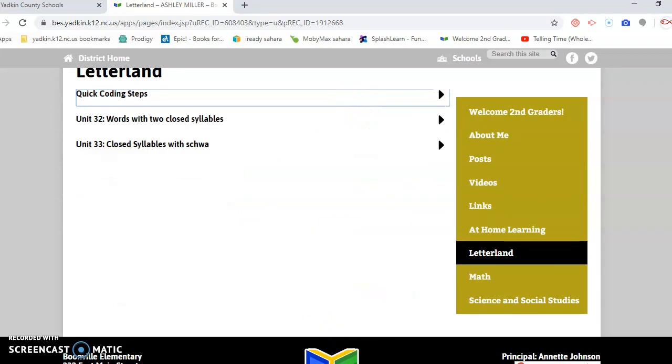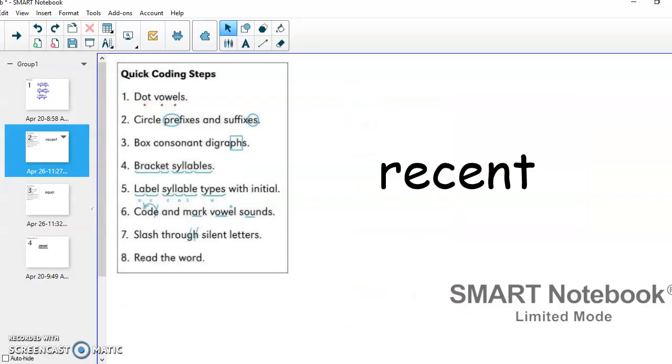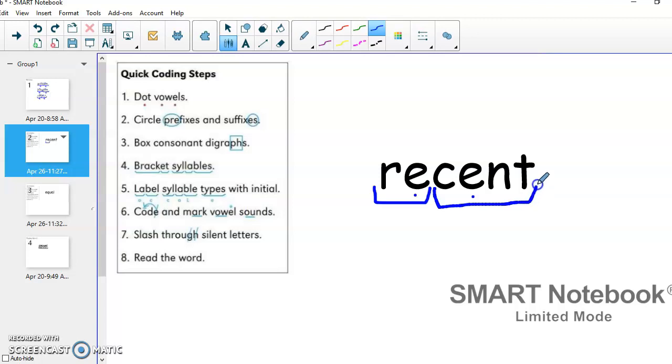Okay? All right, I went ahead and put them in here so we could talk about this word while we're doing this. All right, so let's dot our vowels in this word. Same thing we were doing. We're just going to quick code at the same time. So E is a vowel and E is a vowel, and that's it. So I have one consonant. So I'm going to go ahead and bracket my syllables before that C, okay? So I want to divide my syllables before the C.